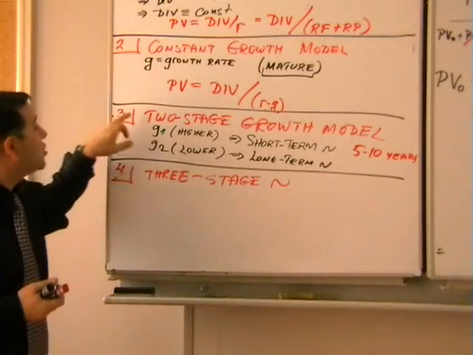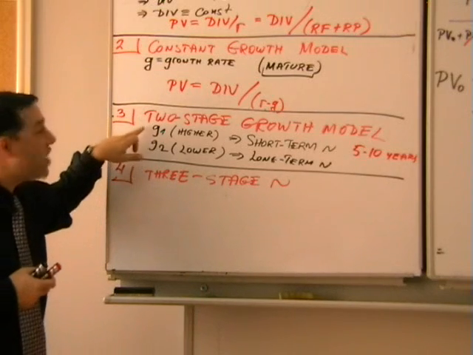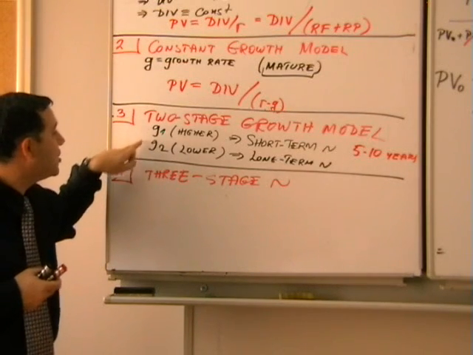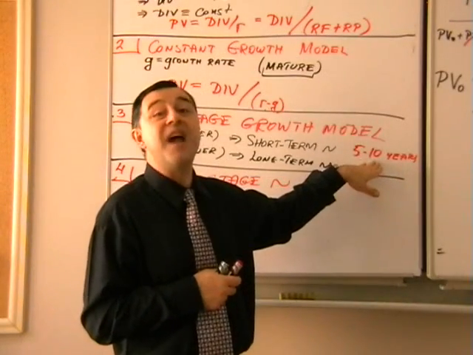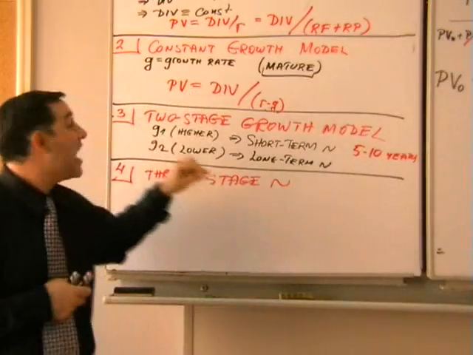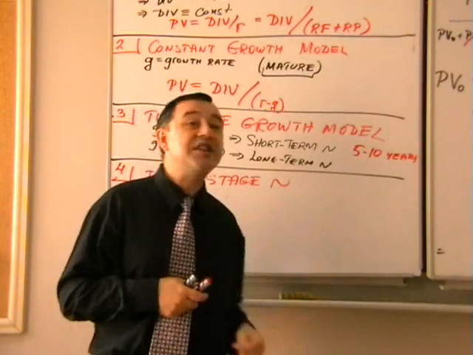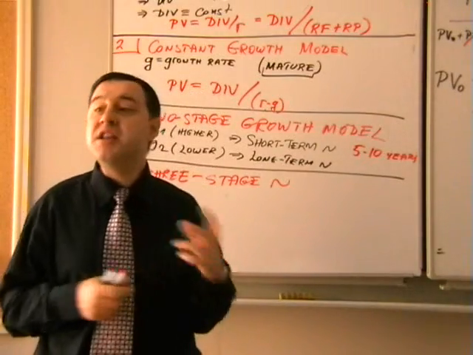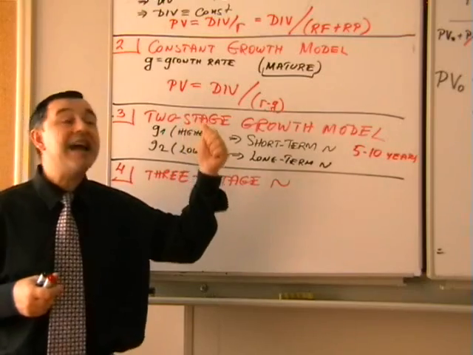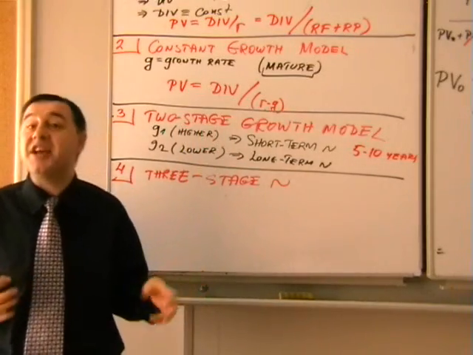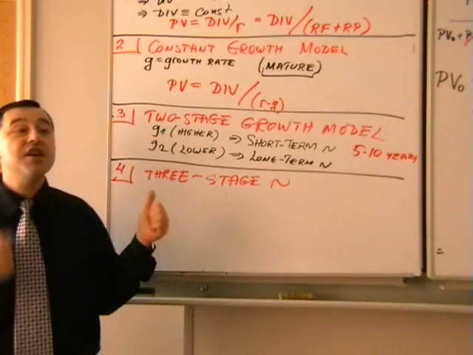They do their evaluation with 2-stage and 3-stage models because by changing a little bit the assumptions of G1 and G2, the valuation is highly sensitive to G1 and G2, and Wall Street can easily manipulate the fair value of the stock and present it to investors as a great investment when in reality it's not.